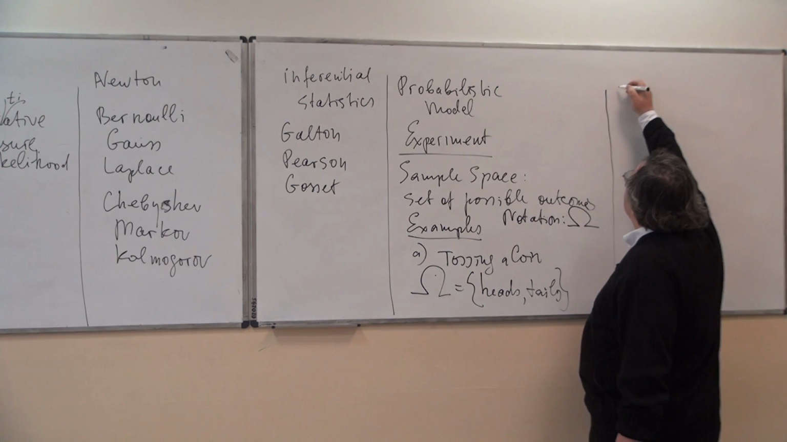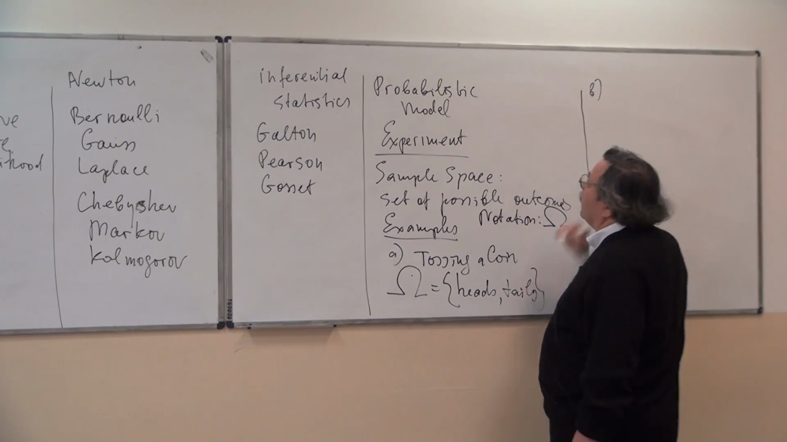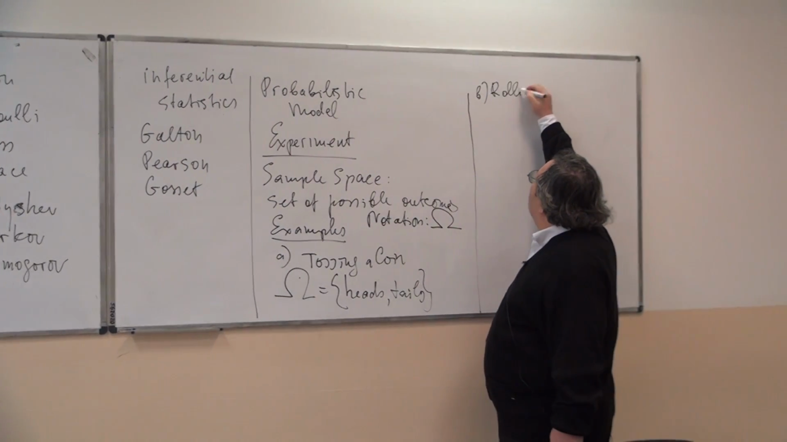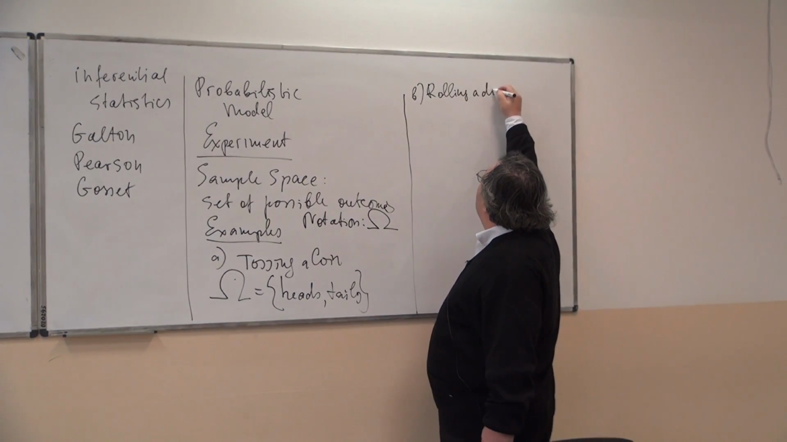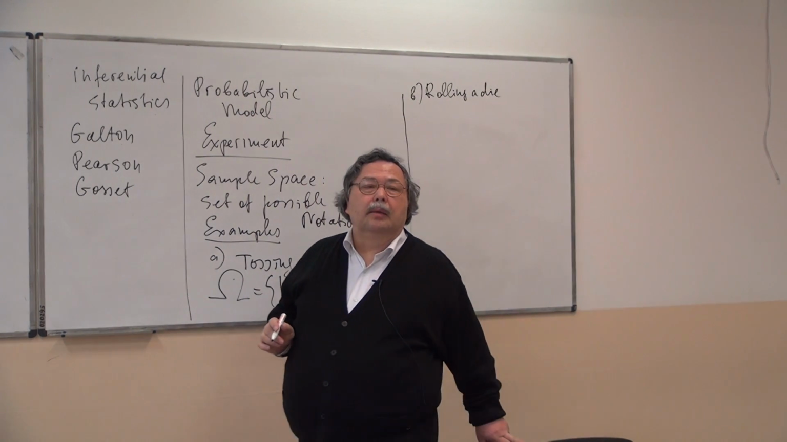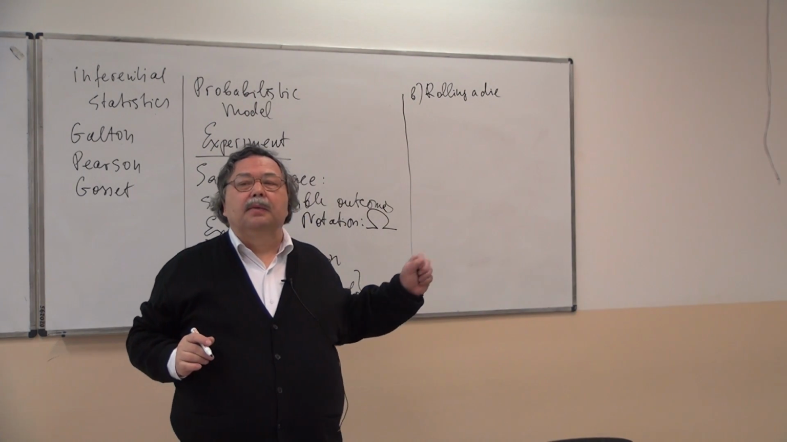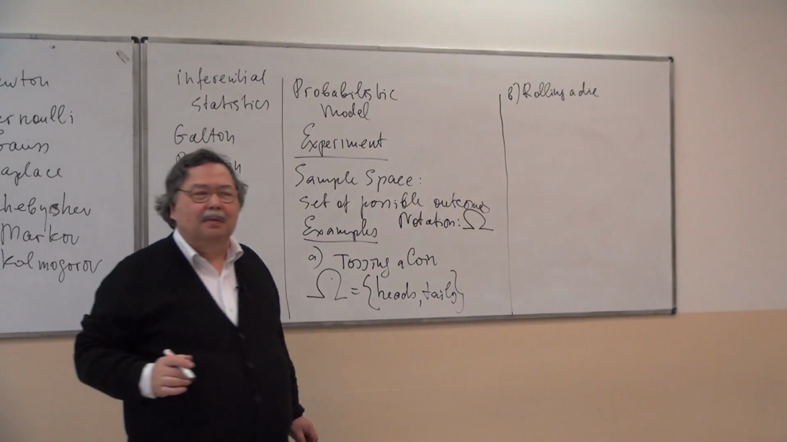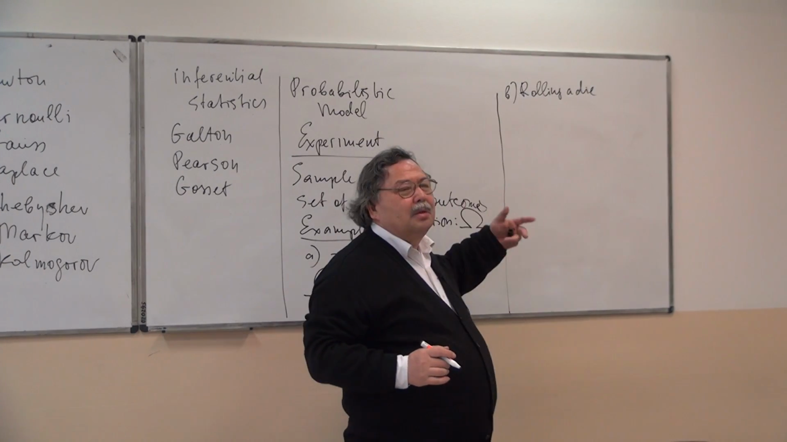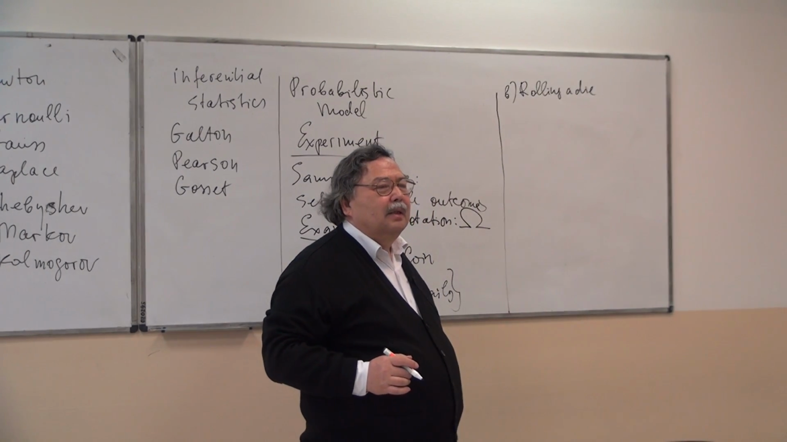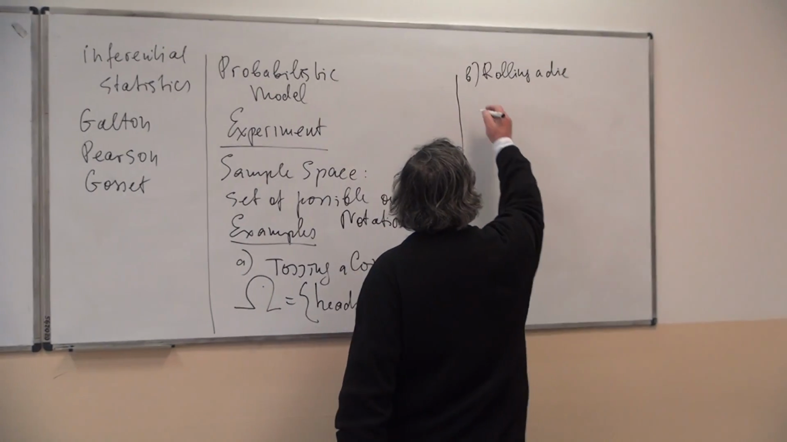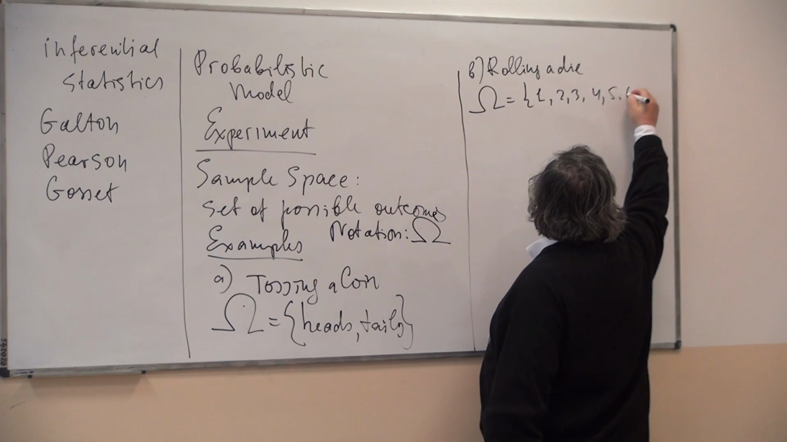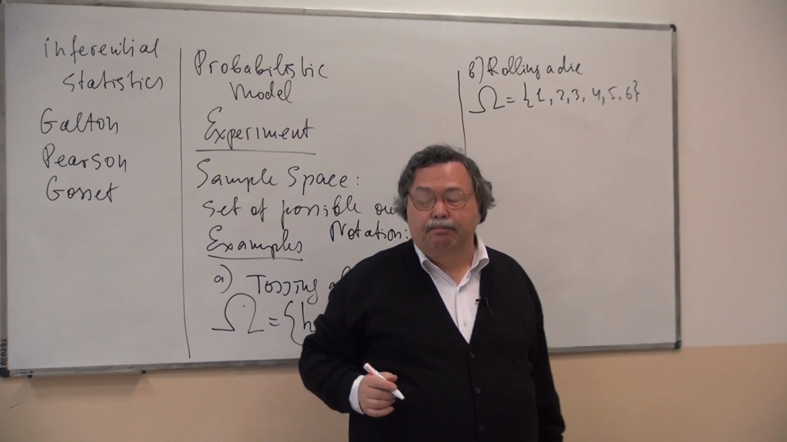The next classical example is rolling a die. Meaning a six-faced die. There are dice with a different number of faces, but we talk about this most common type of die, the one that has 6 faces, and this is the sample space.